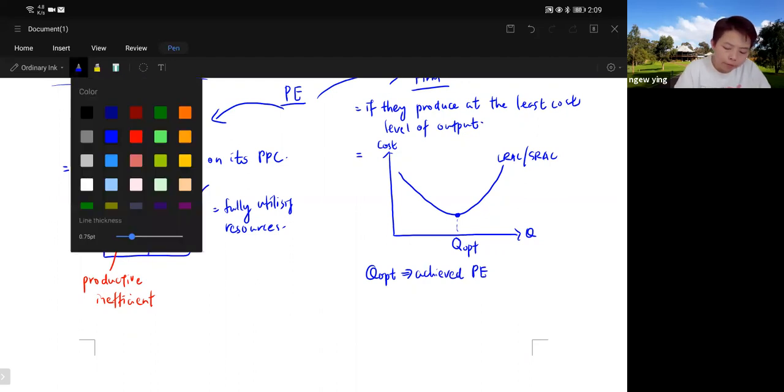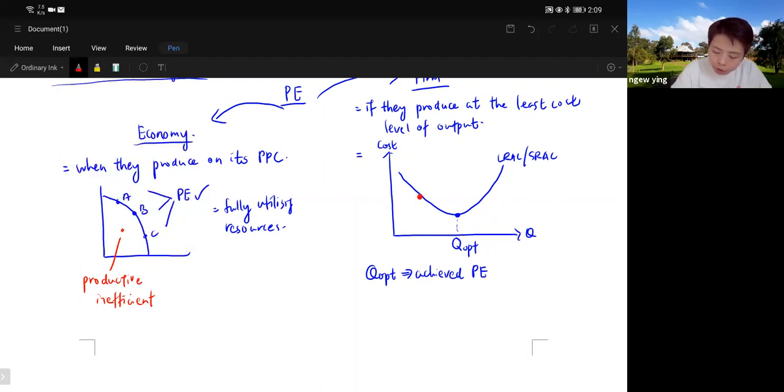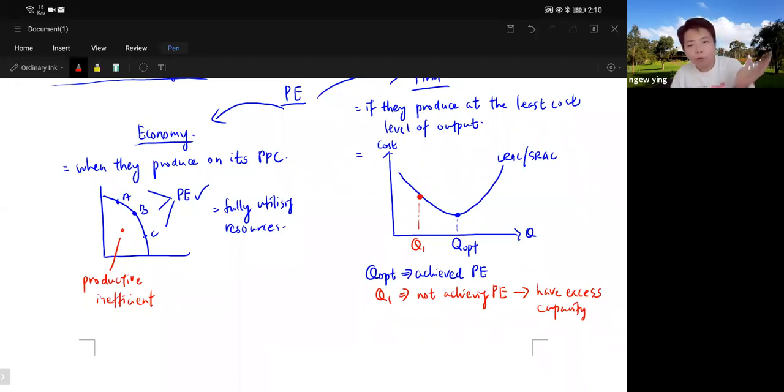However, if firms are currently producing at Q1, they are not achieving PE. Why? Because they haven't pushed their production to the level of output where they can produce at the least cost. And when they are not producing at the lowest AC, they still have what we call excess capacity available. In short, they haven't fully utilized their available resources.